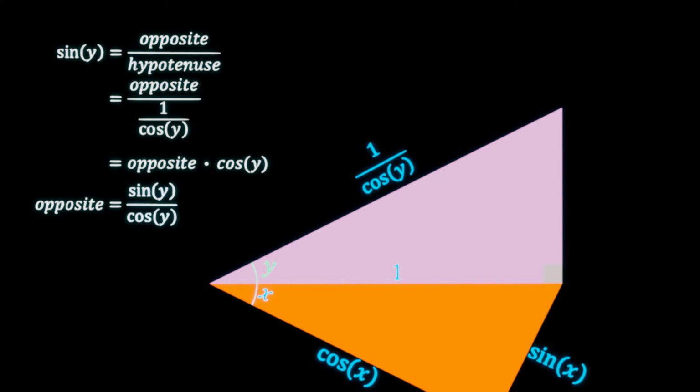Next, since sine of y is the length of the side opposite over 1 over cosine of y, which is the same as saying the side opposite multiplied by cosine of y, the side opposite y has length sine of y over cosine of y.